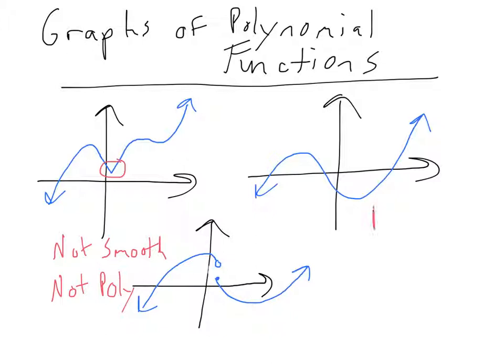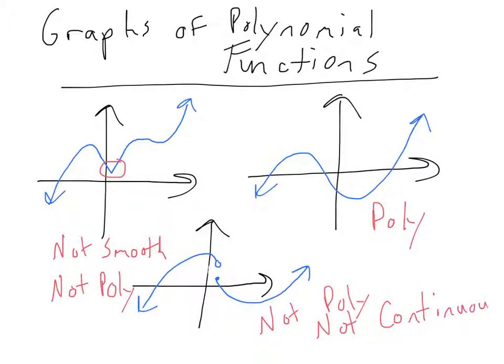Yeah, there's nothing that's making it not. It's smooth, right? There's no corners or cusps or anything like that. And it's also continuous. There's no breaks in the function. And what about the last one here, this one right here? Yeah, this is not a polynomial function because it is what? Not continuous, as we see right there.